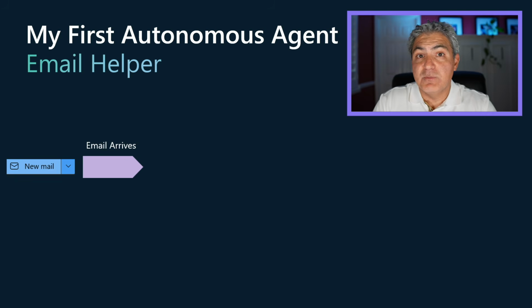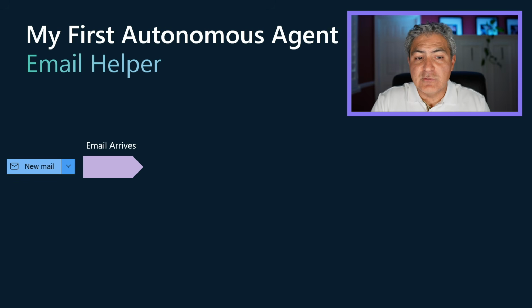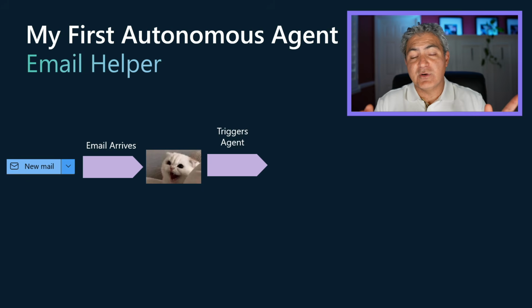What are we going to do? What we're going to do is, this is really my first autonomous agent that I'm sharing with you, and I hope you like it. It's an email helper. And so the idea behind this is that a new email arrives, and once this email arrives, this is the trigger for the agent, right? Basically, as soon as an email arrives, the agent gets triggered. I hope you like that cat picture.